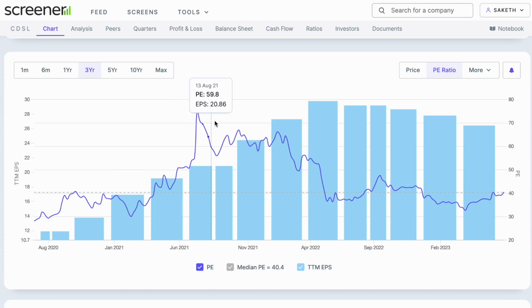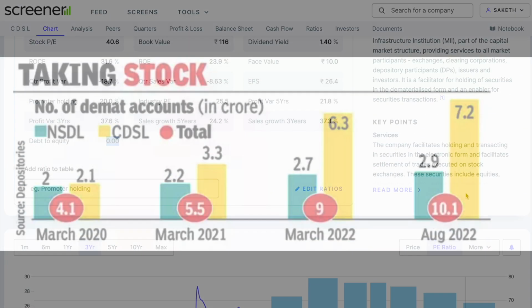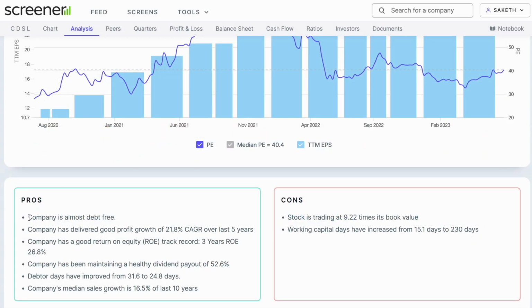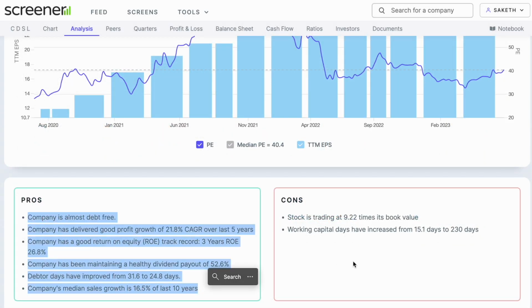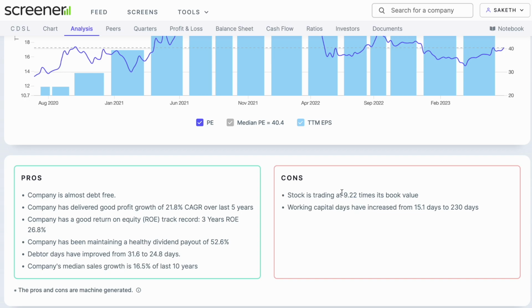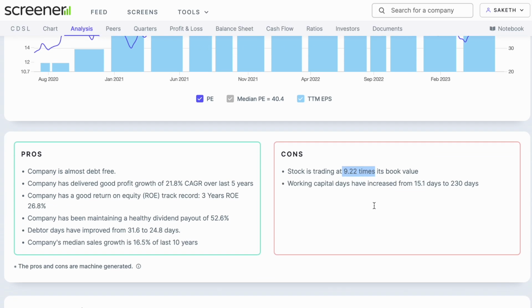There is NSDL also, but approximately 70% of the business is in CDSL. So that's why there are a lot of good things going on, and the bad thing is it's 9.22 times book value. But it is a growing business. Some companies are 30 or 40 times book value and are not making profits, but this is 9.22. I think it's okay. And the working capital has increased. It will be decreasing very soon.